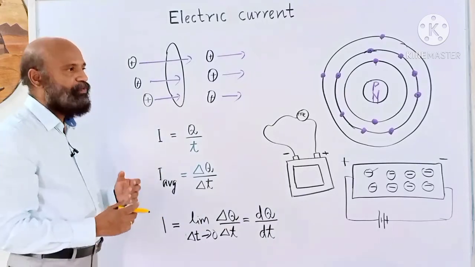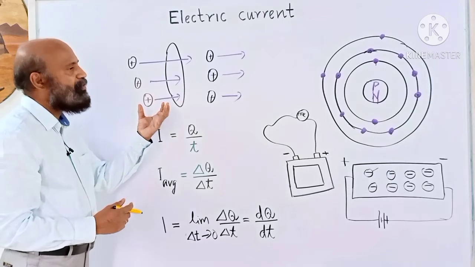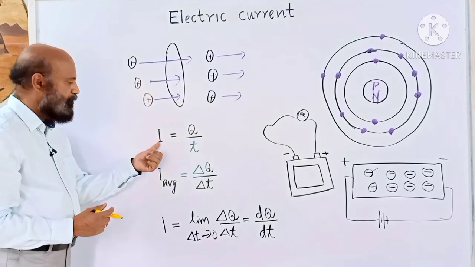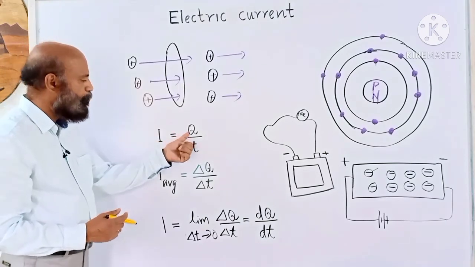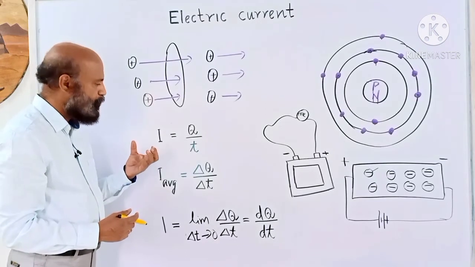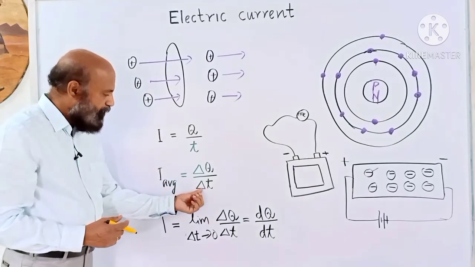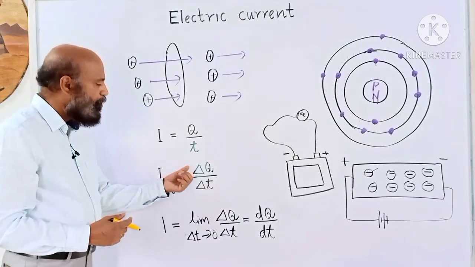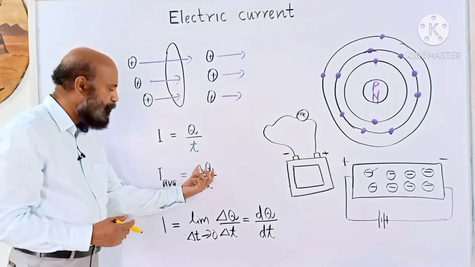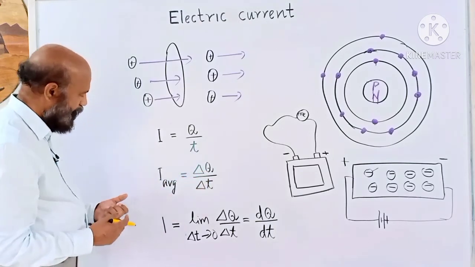Then electric current is defined as the rate of flow of charge across a given area. Current can be represented by the letter I. I is equal to Q by T. But the flow of charge is not always constant. So consider a small interval delta T. Then the amount of charge flowing during that small interval is delta Q. So the average current is delta Q by delta T.